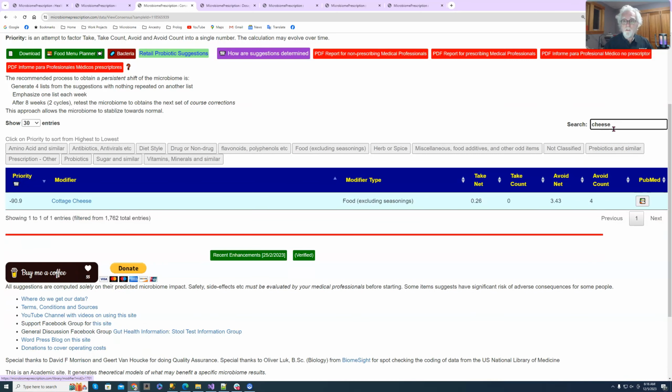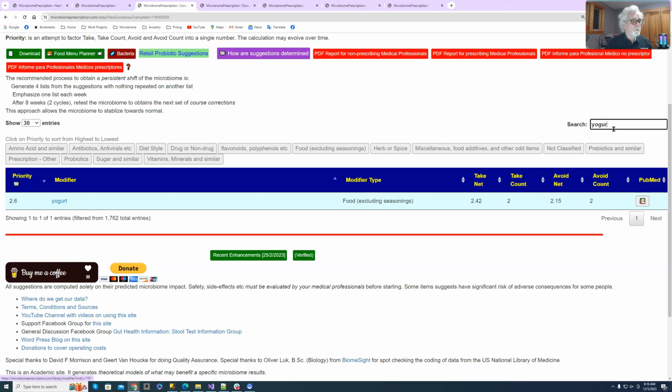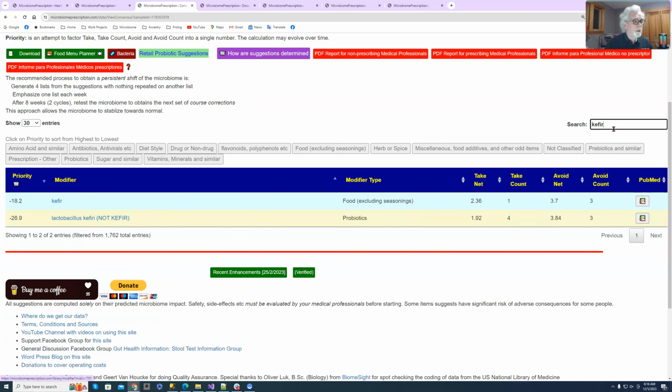Cottage cheese is a negative. Wait a minute. Remember I checked milk and milk was a negative? Cottage cheese is a negative. Hey, wait a minute. Cottage cheese is from milk. How about yogurt? Anything there? Yogurt, barely positive. And that's probably because of some of the bacteria in it. Kefir, another milk product, also negative. So dairy keeps coming up there.